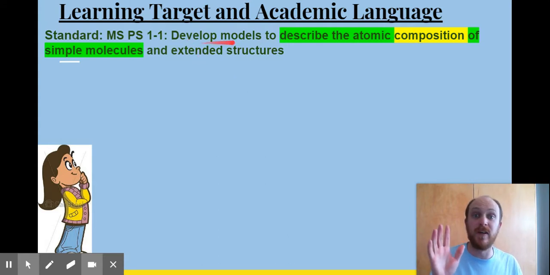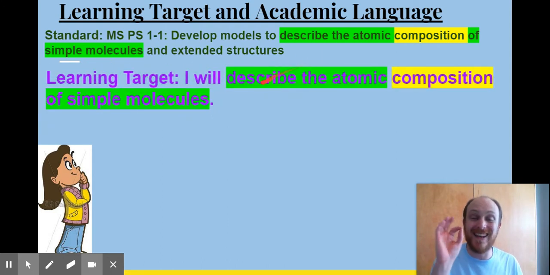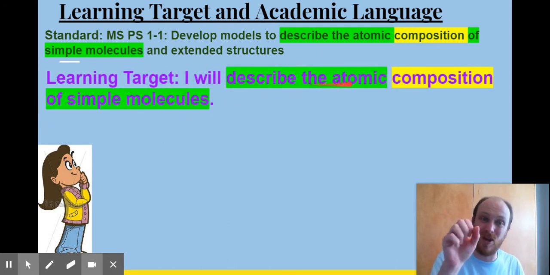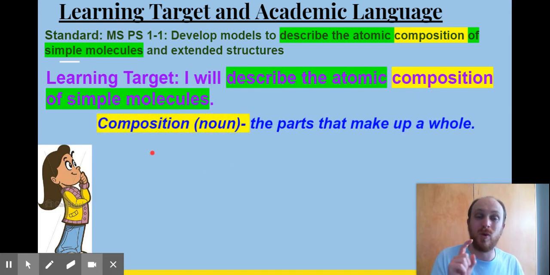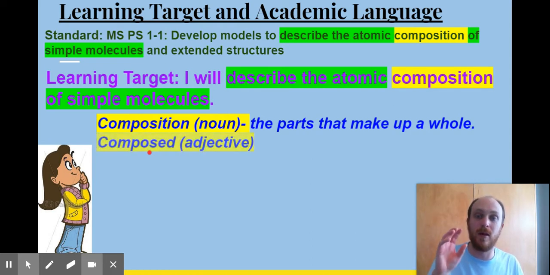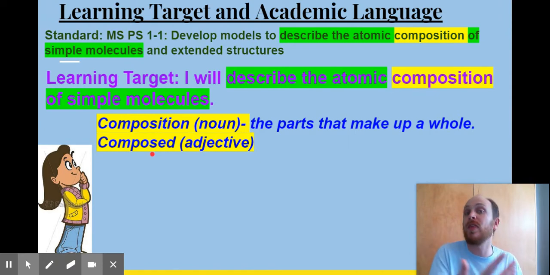Today, here's our new standard. We're going to develop models to describe the atomic composition of simple molecules and extended structures. Today's learning target specifically, we're talking about describing the atomic composition of simple molecules. When I say composition, I mean the parts that make up the whole. When I ask you what something is composed of, that means what is its composition? What are the parts? What things go into this?